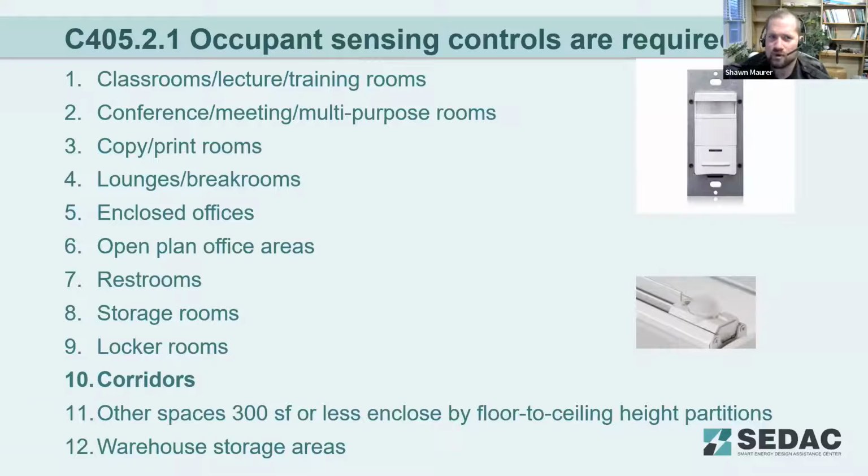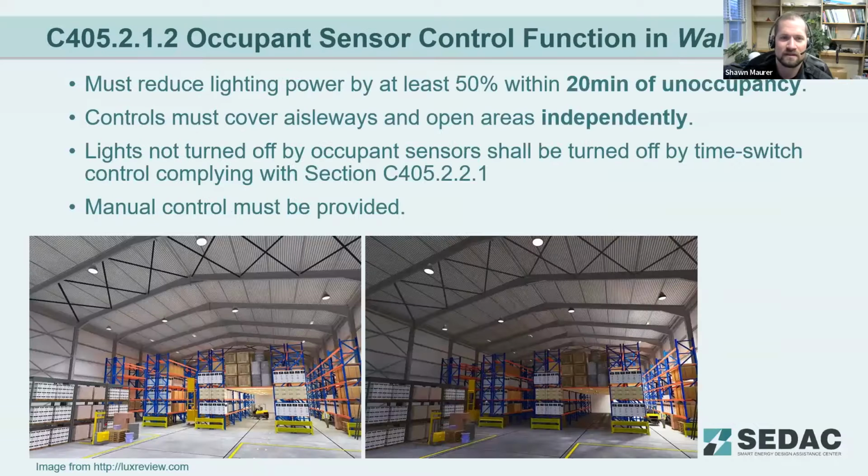For occupancy sensors, where those are required, not a whole lot of changes here, except that corridors have been added to the list. So corridor lighting will now require occupant sensor controls. We'll get into the specific details. There's a specific section that deals with how corridor lighting should be controlled by occupancy sensors. All these other sections were already there in the 2018 IECC, so no changes as far as additional spaces there. But there has been some clarifying language in some of these specific areas. One of those is for warehouses.